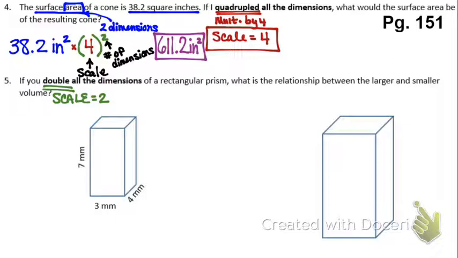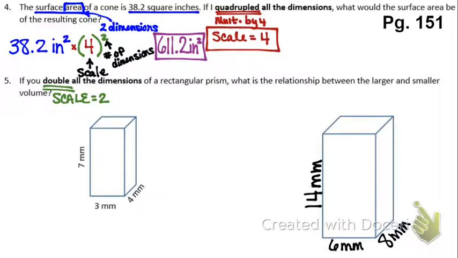What would the new height be? 14 millimeters. So I'm going to write that on this bigger rectangular prism over here. What about across the bottom where it says 3 millimeters on my original object? 6 millimeters on my new bigger object. And what about where the 4 is on the original? 8 millimeters. Everybody comfortable with that so far? Did we double all of our dimensions?